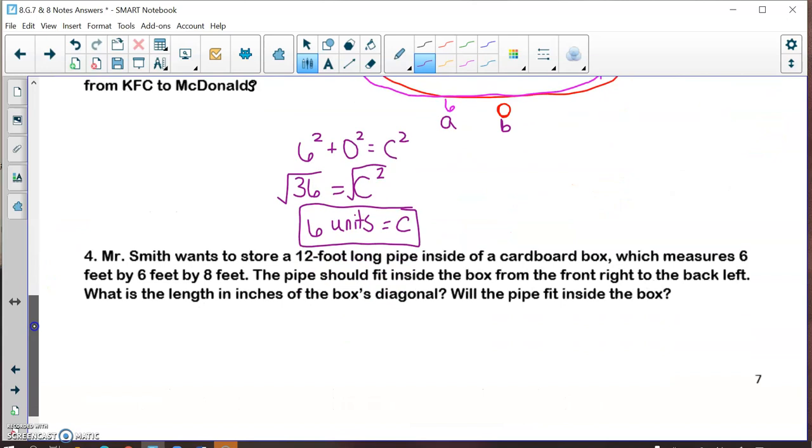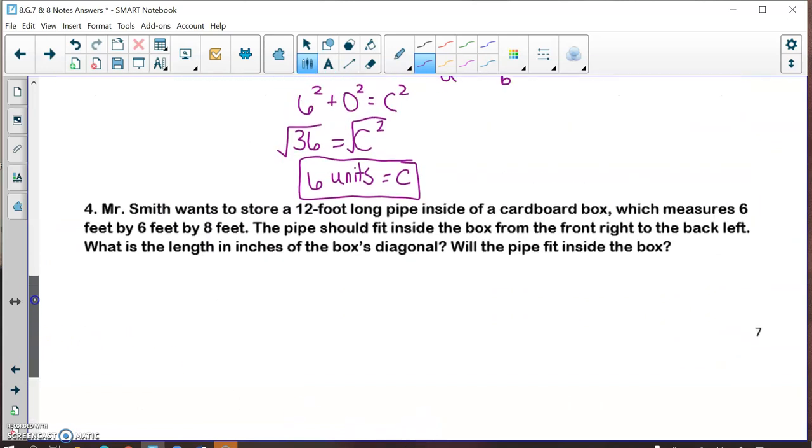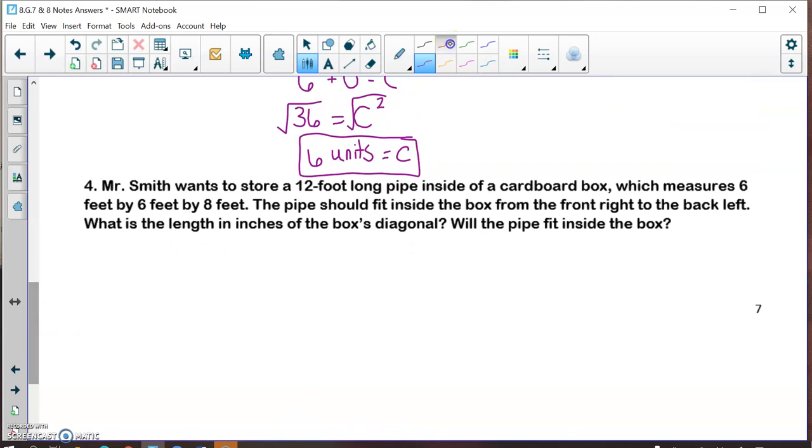All right, number 4. Mr. Smith wants to store a 12-foot long pipe inside of a cardboard box, which measures 6 feet by 6 feet by 8 feet. When it's written like this, that's in terms of length, width, and height. So this is a rectangular prism.